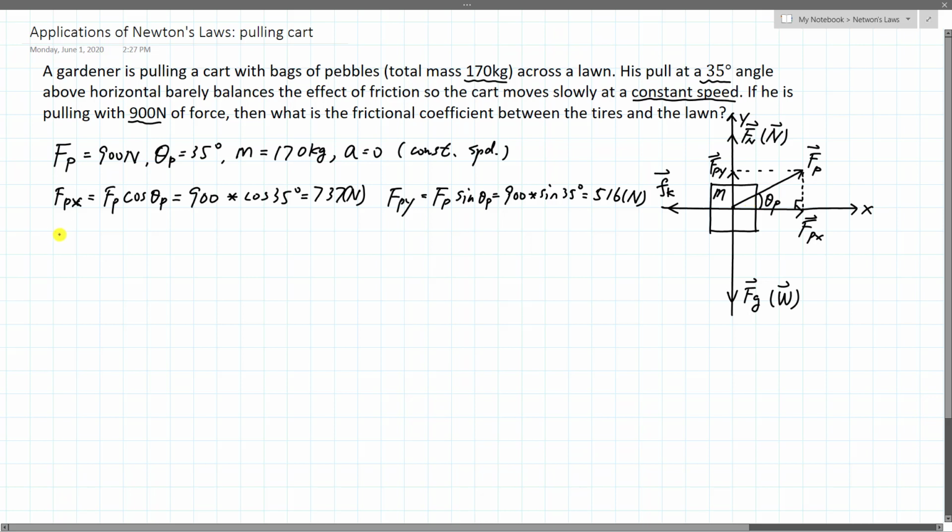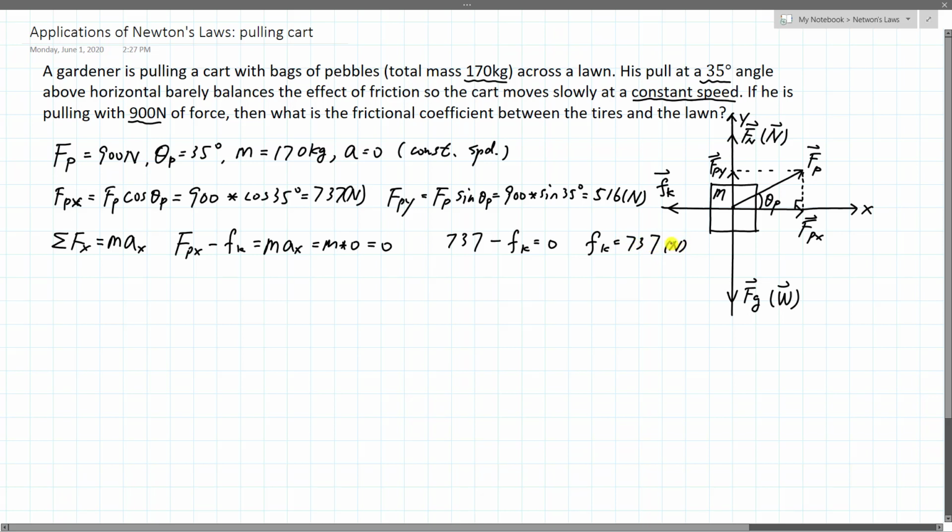So let's now use Newton's second law in the x direction. The sum of the forces in x is equal to mass times acceleration in x, and the sum of the forces will involve this forward component and this friction. So Fpx minus friction equals max, and acceleration is 0, that means x and y accelerations are both 0, so this is m times 0, so it's equal to 0 regardless of m. And now this is 737, so we have 737 minus frictional force equals 0. So we conclude frictional force is equal to 737 newtons.